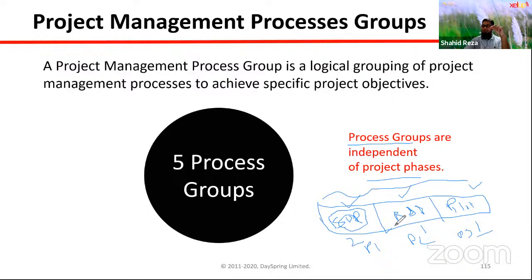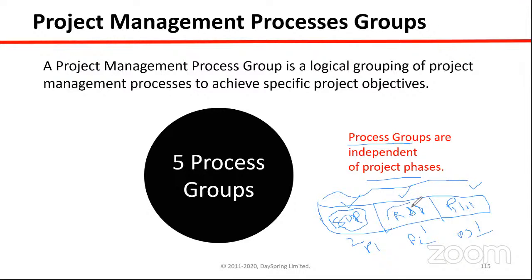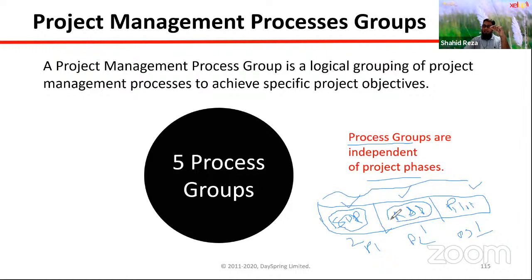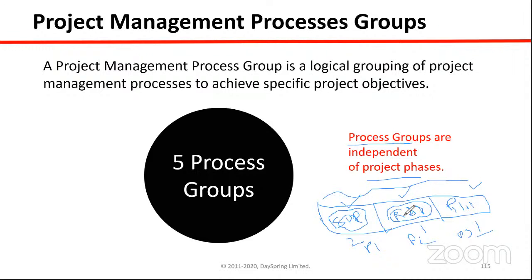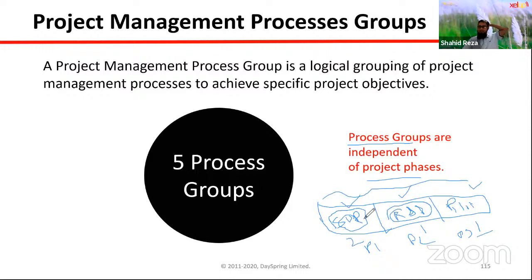Again, when you start the next phase, again initiation will happen, then planning, then execution, then monitoring and control, and then closing, right? So for each phase, the 5 process groups can happen repeatedly. So that's why process groups are not project phases. All right. So this is the concept and the difference between process groups and phases, and the relation between these two concepts.